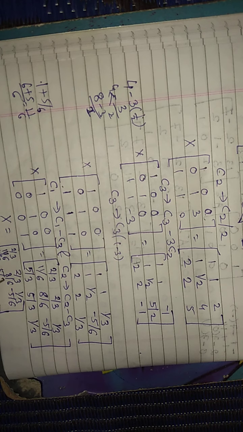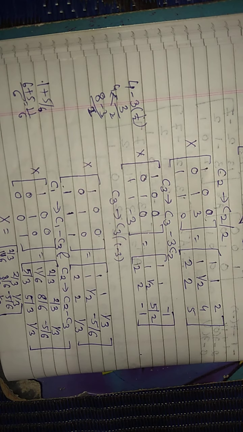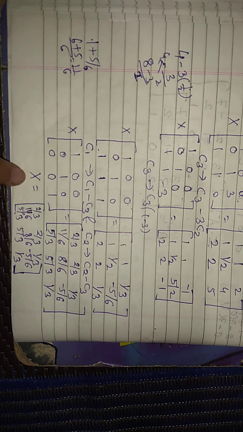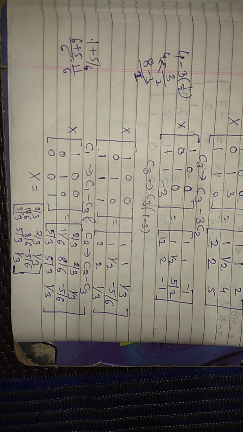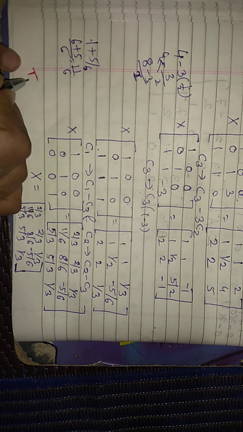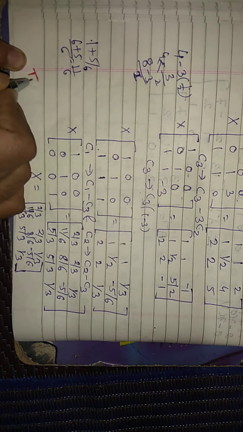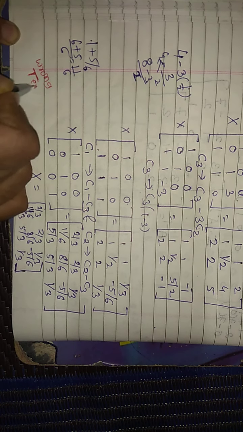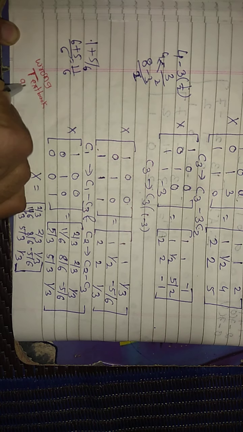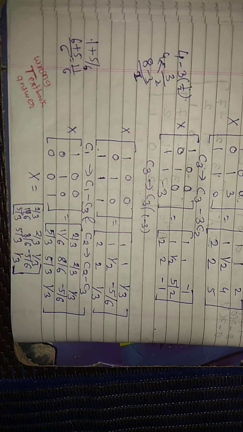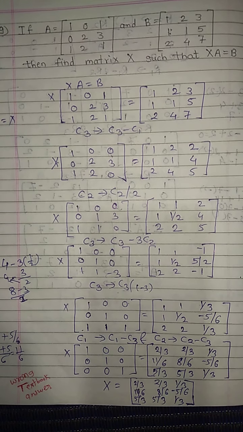Five upon 3, 5 upon 3, 1 upon 3. So I am again writing x into I is equal to x only, and the same answer we write here. Now note, the textbook answer is not correct. So, wrong textbook answer. Take a screenshot.